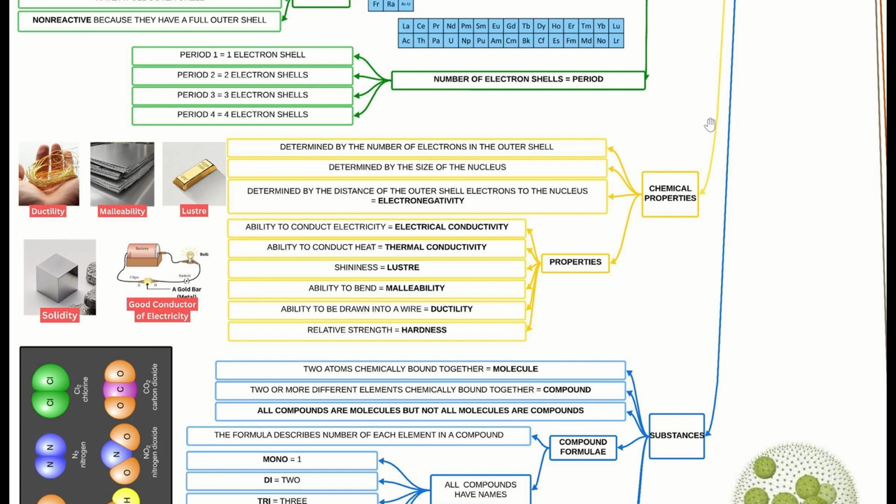Having said that, all elements have physical properties. The first one is electrical conductivity, which is the ability to conduct electricity. Then we have thermal conductivity, which is the ability to conduct heat. We have shininess, which we call luster. The ability to bend, we call malleability. The ability to be drawn into a wire, we call ductility. And its relative strength, we know as hardness.